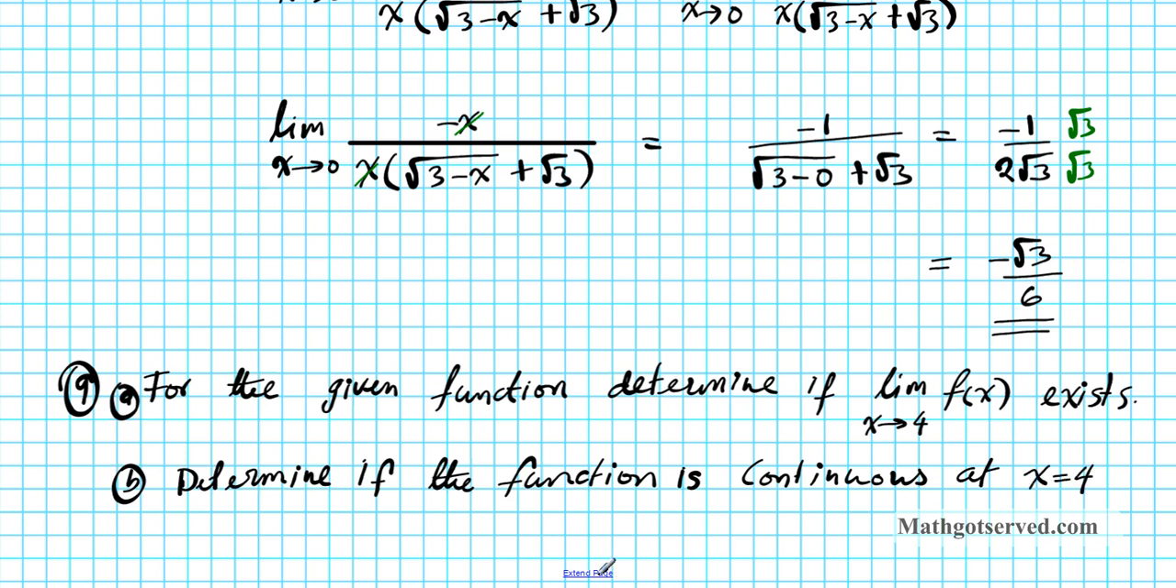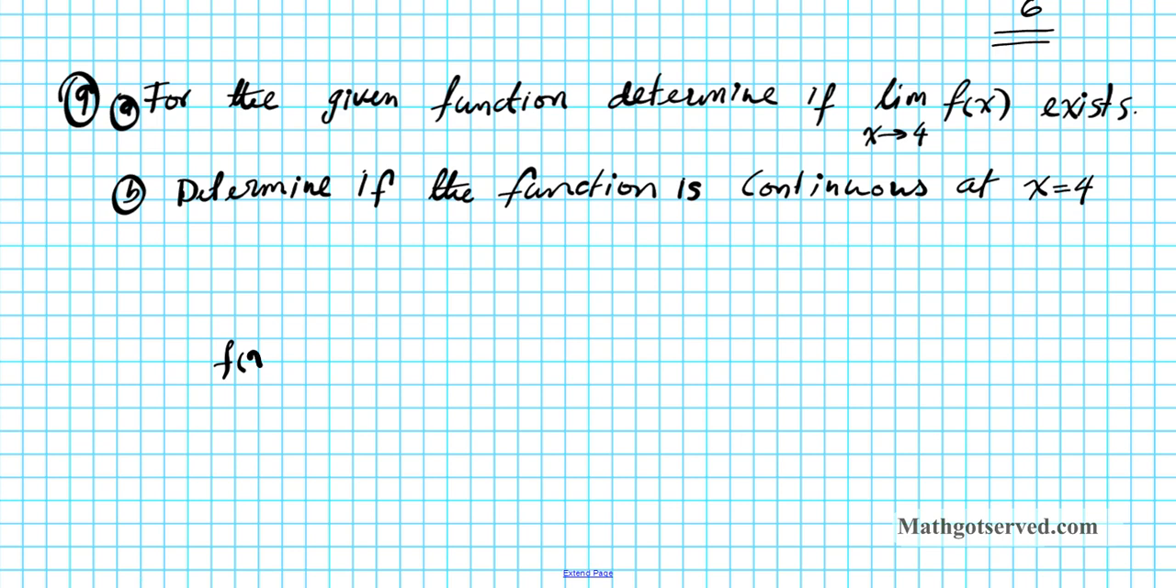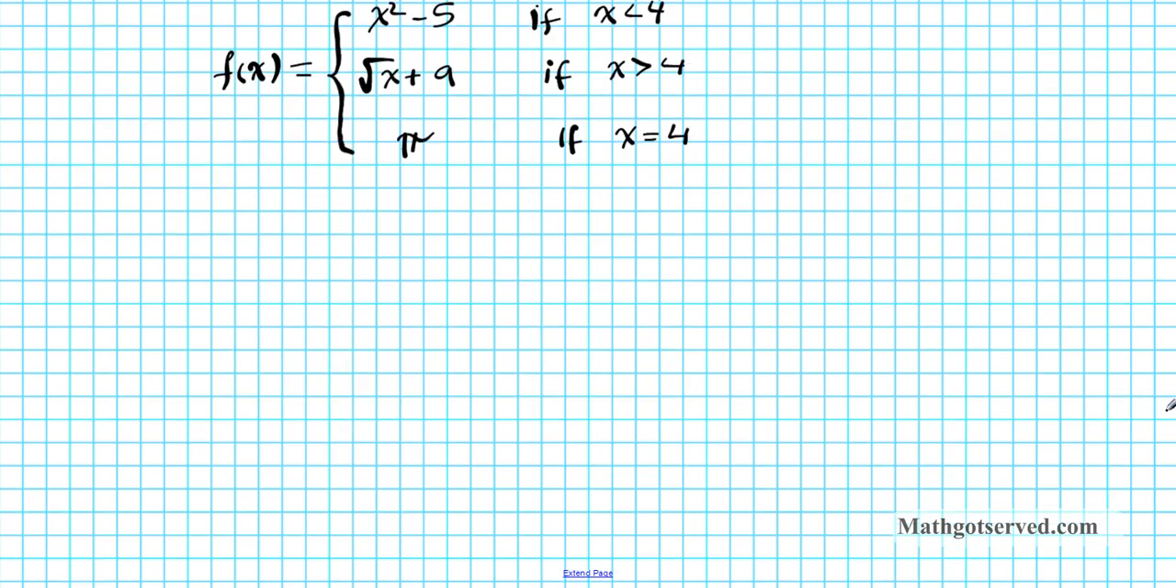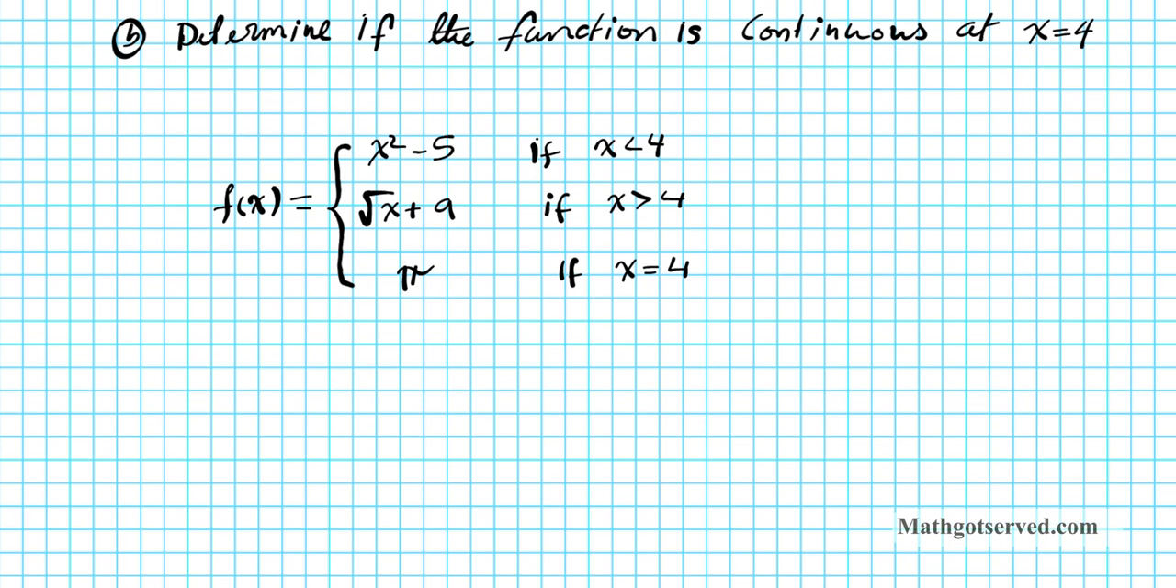Okay? All right, so the function under consideration is a piecewise defined function given by x squared minus 5 if x is less than 4, the square root of x plus 9 if x is greater than 4, and pi if x equals 4. Okay, so this is a piecewise defined function under consideration. All right, so we're going to approach the function from the left and the right to see if it approaches the same value. If it does, then the limit exists.